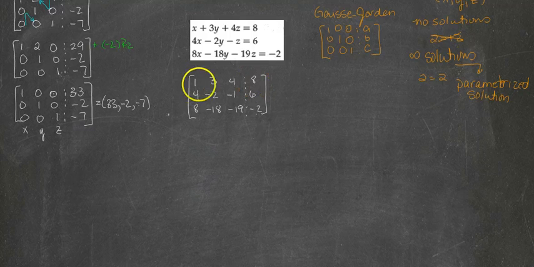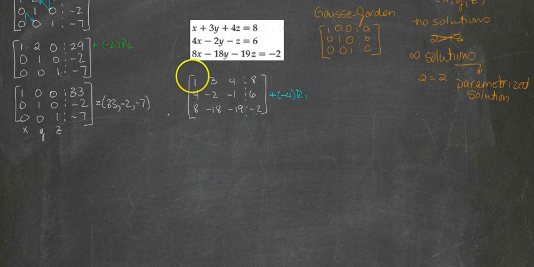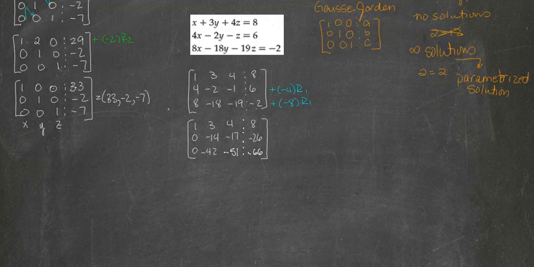Okay, so I'm happy with my 1 right here. So the first thing I want to do is change this to a 0 and change this to a 0. So for the second row, I'm going to add negative 4 times row 1, because that's the one that has my 1. And for the third row, I'm going to add negative 8 times row 1. And I think to save us some time, I'm going to go ahead and do these calculations so they'll suddenly pop up off air. Bam, there you go.